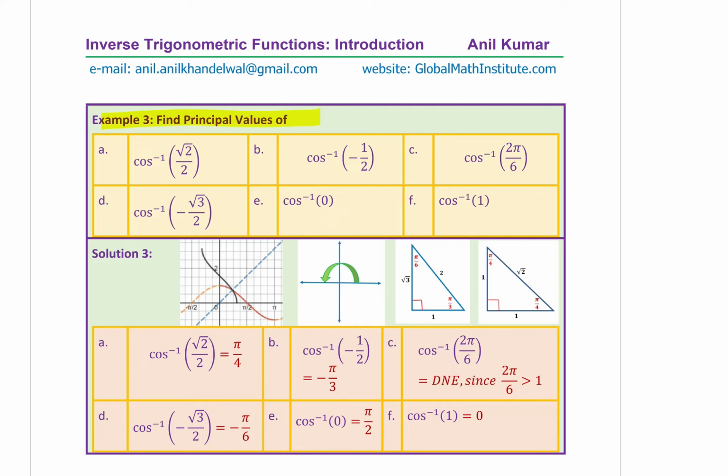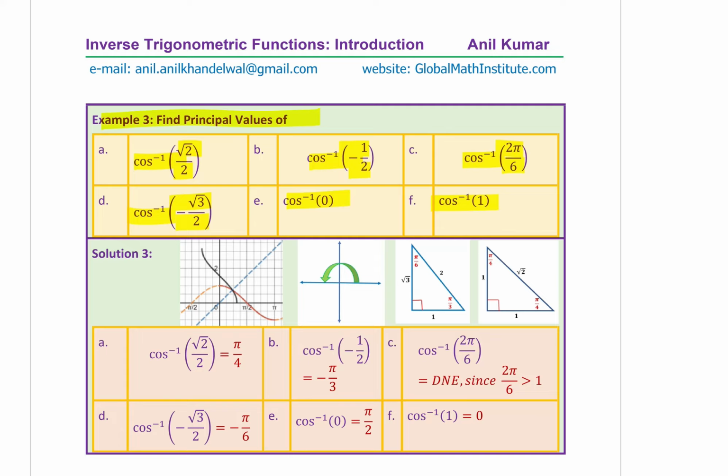So we have 6 questions to answer. Find the principal values of cos inverse square root 2 by 2, cos inverse minus half, cos inverse 2 pi by 6, cos inverse minus square root 3 by 2, cos inverse of 0, and cos inverse of 1. I'd like you to pause the video at this stage, answer these questions, and then look into my suggestions.